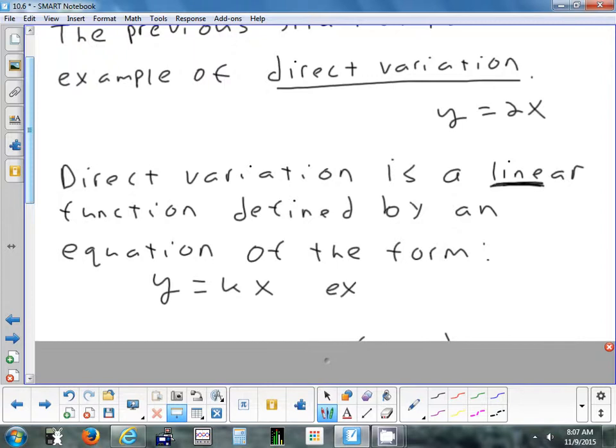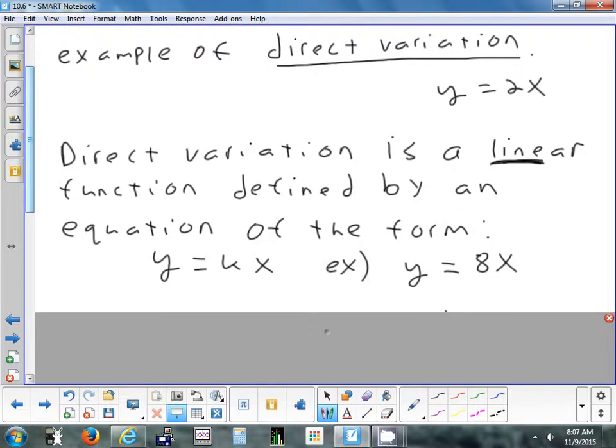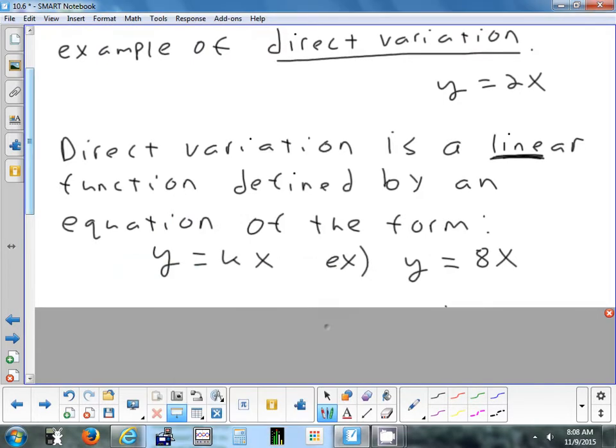Here's another example if you want one. y equals 8x. That's another example of a direct variation equation. Any questions on that? All right, so sometimes what they're going to do is ask us to find this number. It depends on the problem.